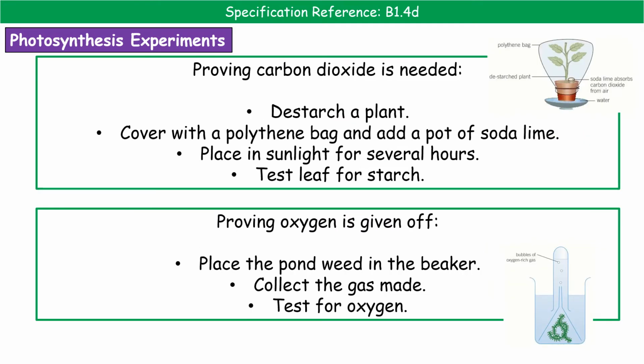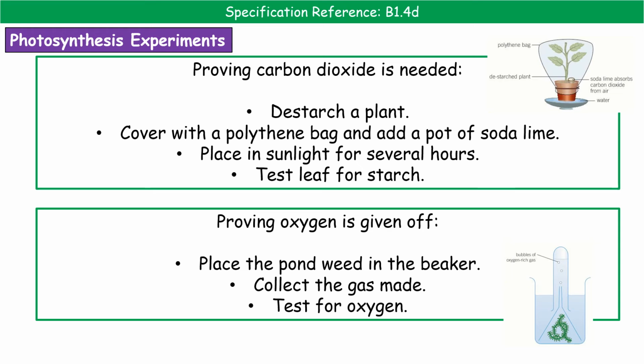Experiment 3 is proving that we need carbon dioxide. So destarch the plant first of all, and then we're going to cover it with a polythene bag, and inside the polythene bag is a little pot of a chemical called soda lime. Now, soda lime absorbs carbon dioxide from the air. So all we've done by sticking it in the bag and giving it the little pot of soda lime is we're removing the carbon dioxide from the air around the plant. Leave it in sunlight for several hours, test the leaf for starch again.